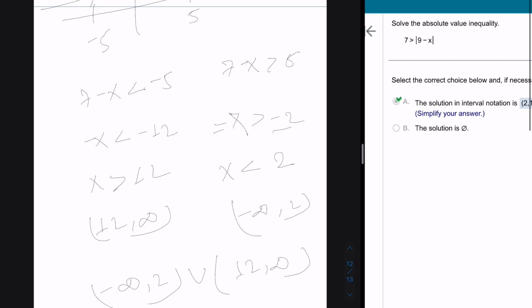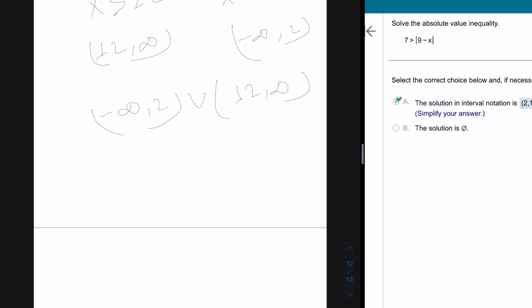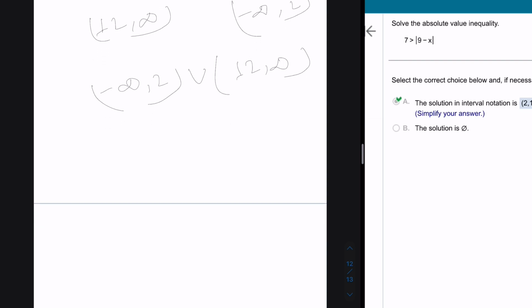Question number 15 is same. So first, if you're just reducing the absolute sign, seven, nine minus x.